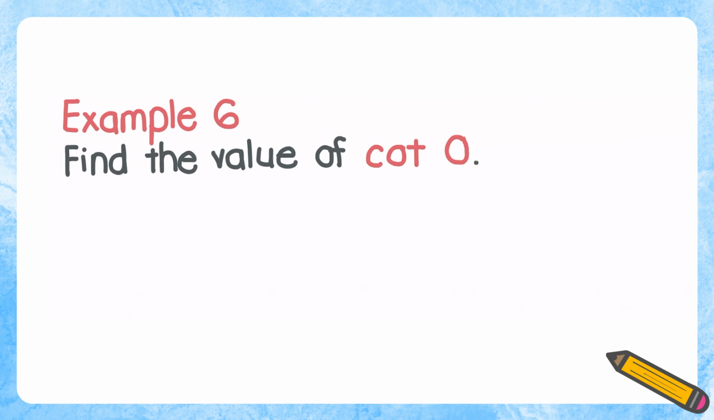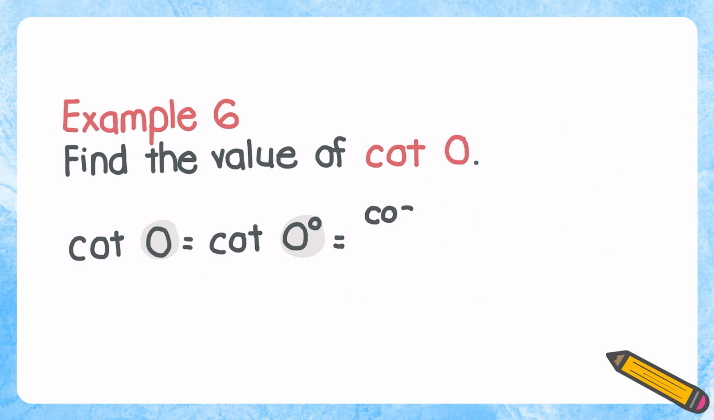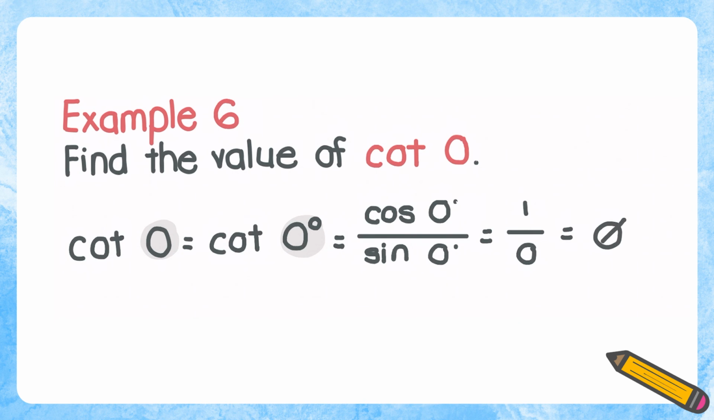Here's our last example for today. We're going to find the value of cotangent of 0 radians, which is the same thing as cotangent of 0 degrees. From part 1 of the video lesson, we know that cotangent of 0 degrees would equal, make sure you have the correct order, cosine of 0 degrees over sine of 0 degrees. Cosine of 0 degrees is 1, sine of 0 degrees is 0, so we get an undefined answer.